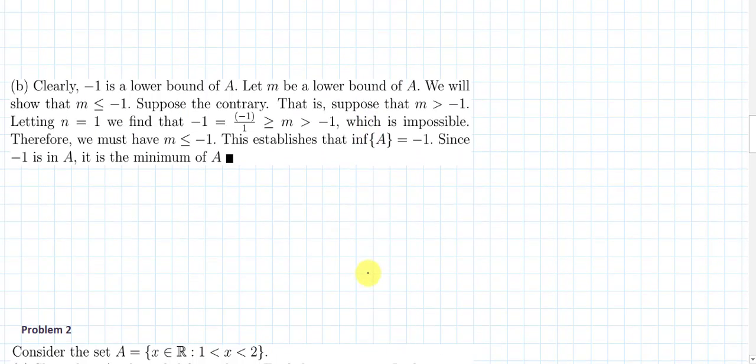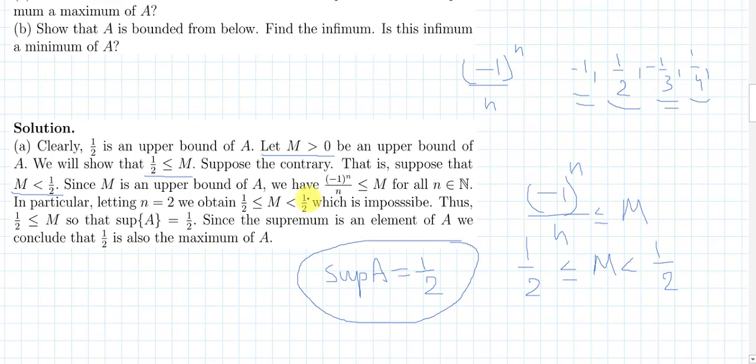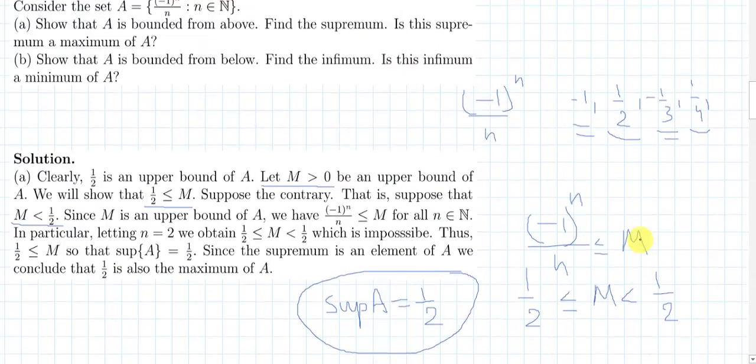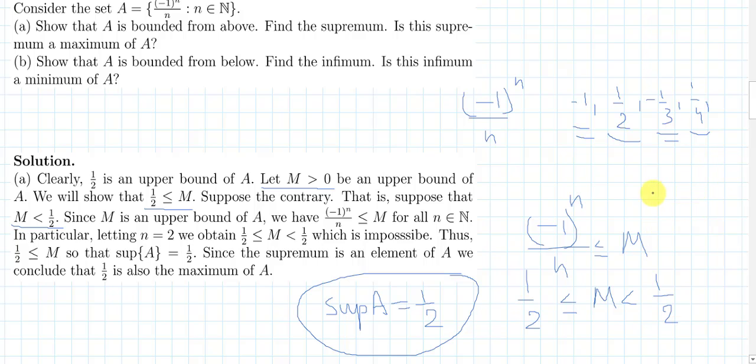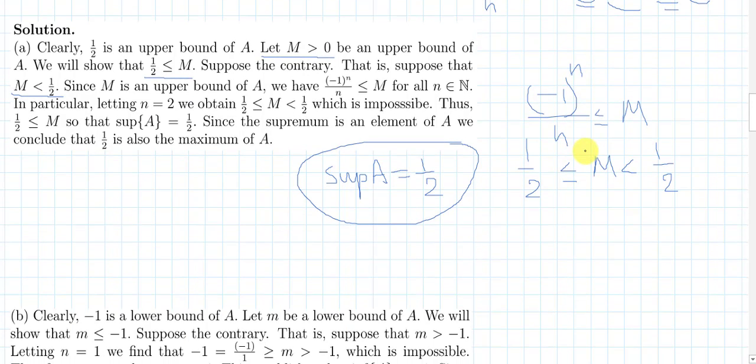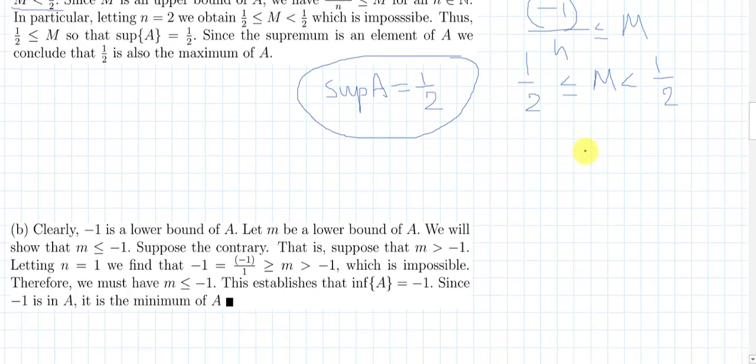And now the next step: show it's bounded from below and find the infimum. Is this infimum a minimum of A? So here obviously we can see -1. In our case, -1 is the least value in this sequence. So this is a lower bound of A.